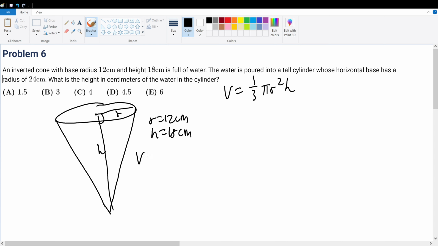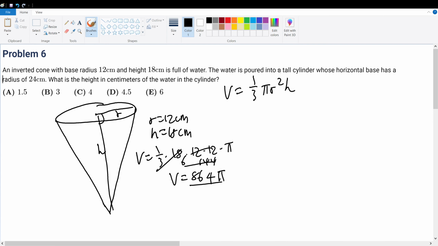So the volume naturally is 1/3 times 18, the height, times r squared, 12 times 12, times pi. This is 6, this is 144, and this is 864 pi. So the amount of water is 864 pi units.